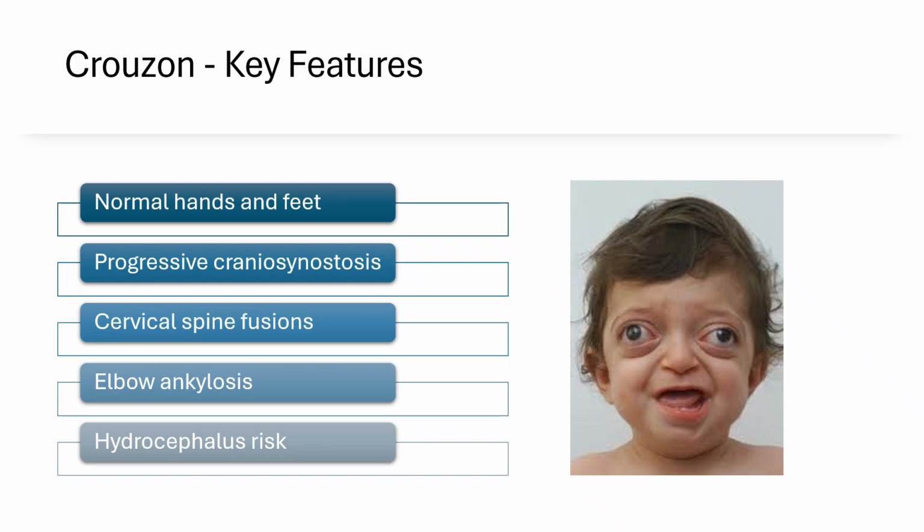The hydrocephalus risk emerges because the abnormal skull development can interfere with normal cerebrospinal fluid circulation, creating a buildup of fluid that increases intracranial pressure and threatens brain development.